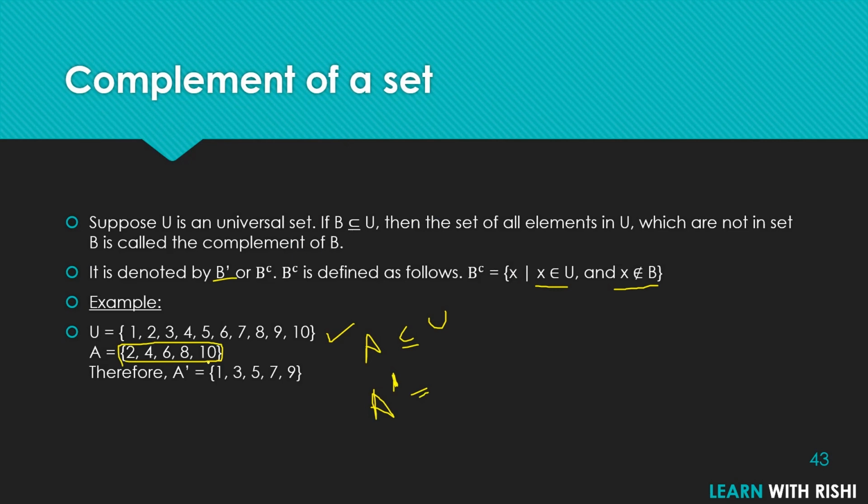Complement of A means such elements which are not in set A but present in set U. Means such elements which belong to U but do not belong to A. So that is 1. 1 belongs to U but it is not present in A. 3, it belongs to U but not present in A. 5, it belongs to U but not present in A. 7 and 9. So these 5 elements are A complement and these 5 elements are set A. So I hope you understood the concept of complement of a set.